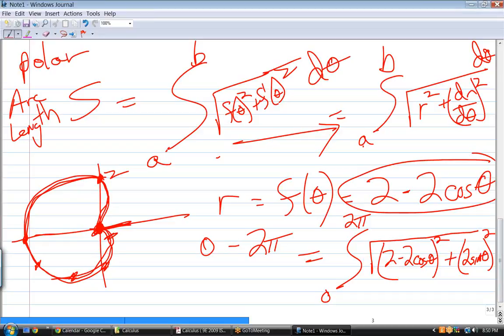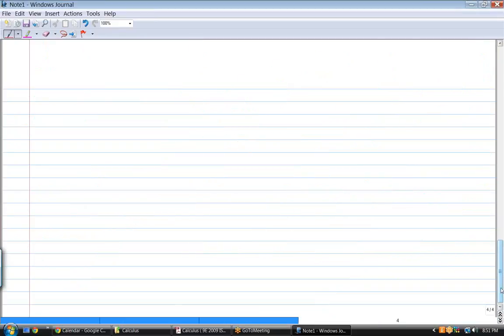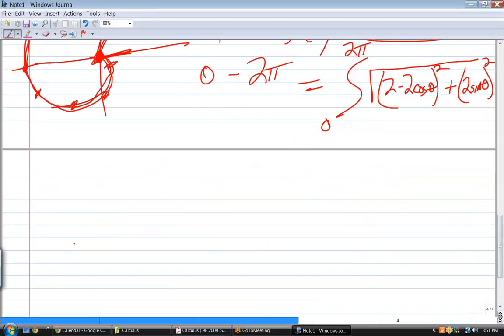That's what dr d theta is. In other words, I know what r is. Dr d theta is the derivative of this, which is 2 sine theta. So let me write this. The second term is the derivative of the first term with respect to theta.